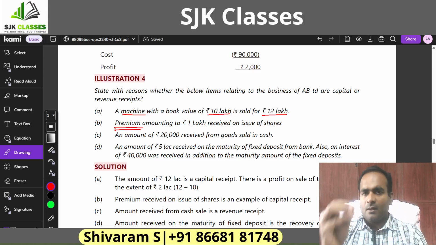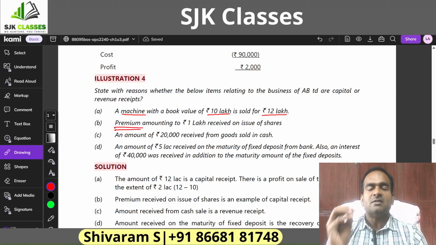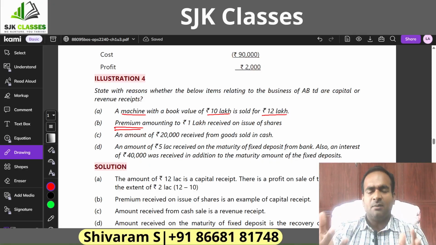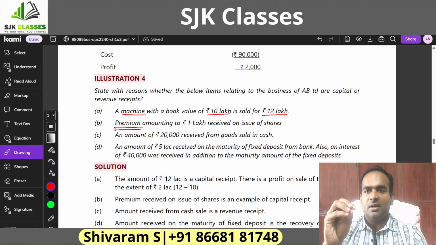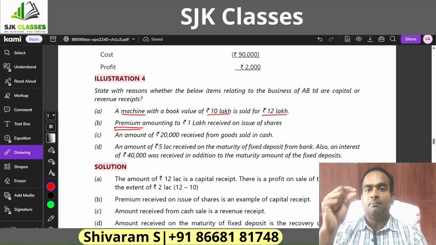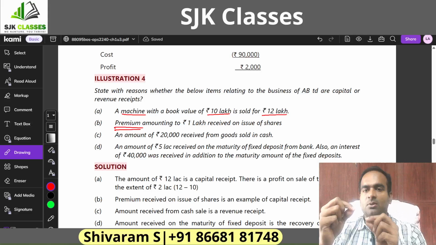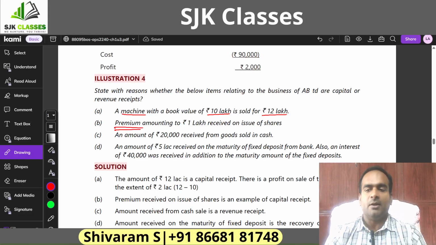Just for example purposes, let's speak of Bharti Airtel. The Airtel SIM we are using now, the Airtel company's face value is 5 rupees only. But as of today, 18th December 2025, the share price is somewhere around 2000 rupees. So a 5 rupee share is trading at 2000 rupees. So there is a 1995 rupees premium for this share. That's what we call a premium. Premium means the share has been issued at a price above its face value.